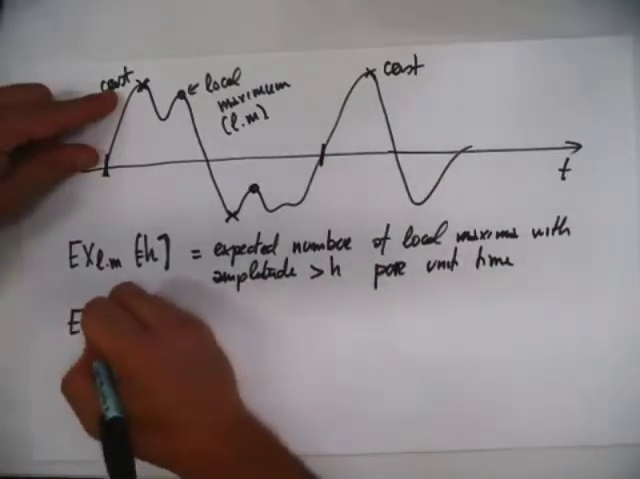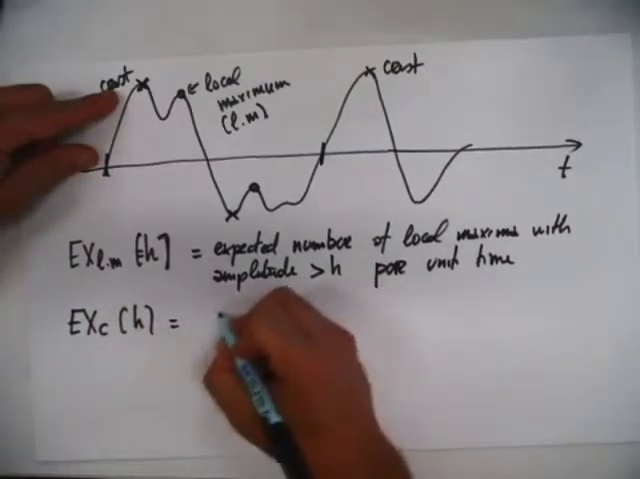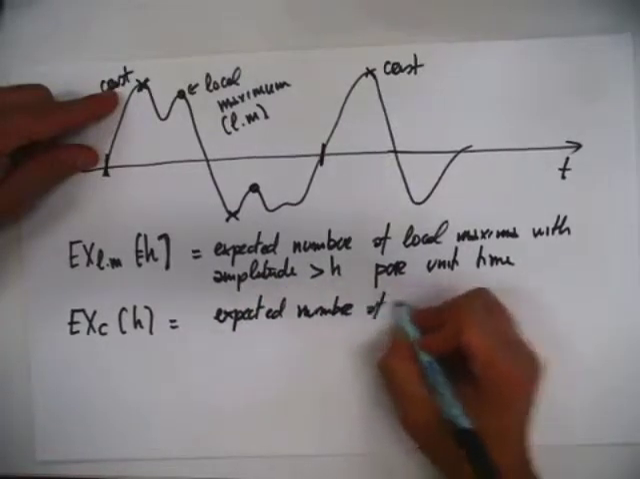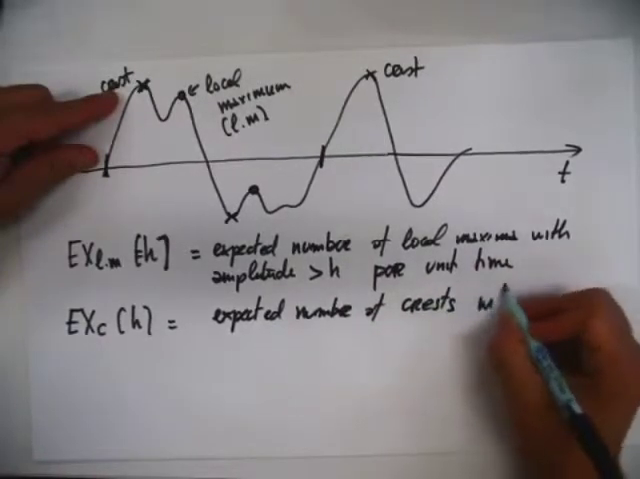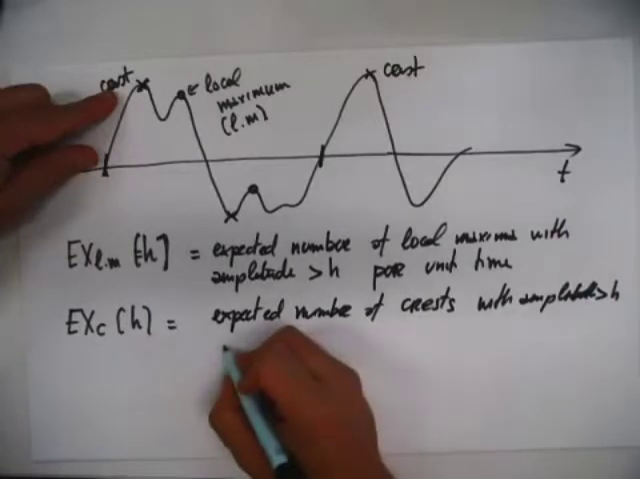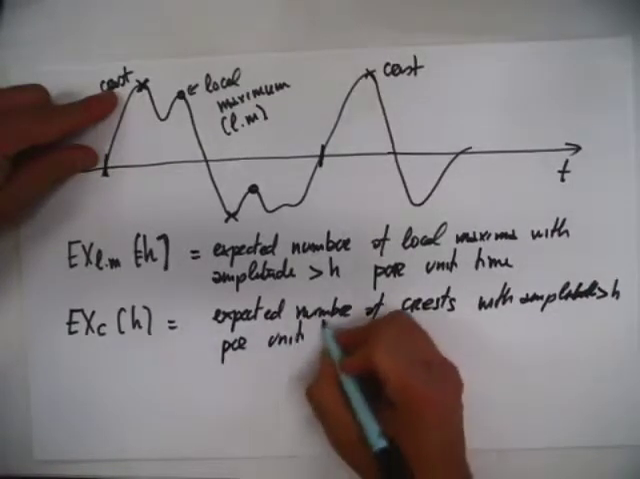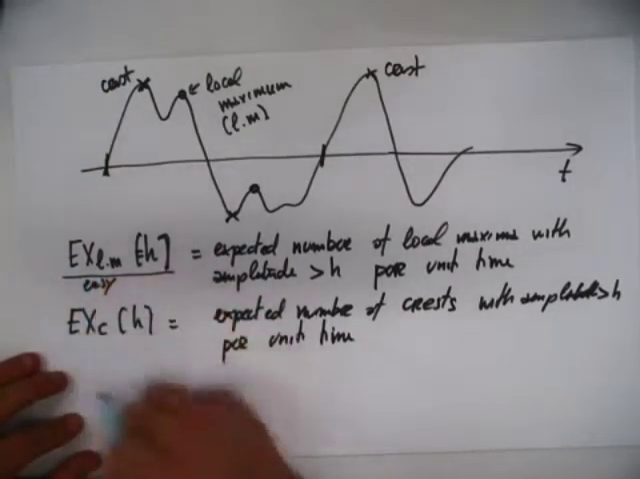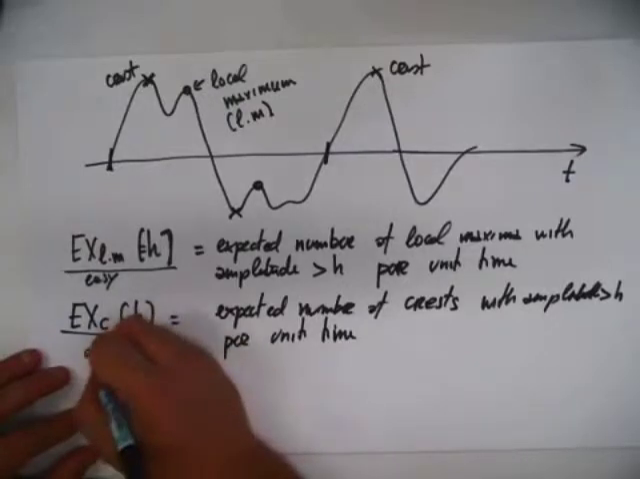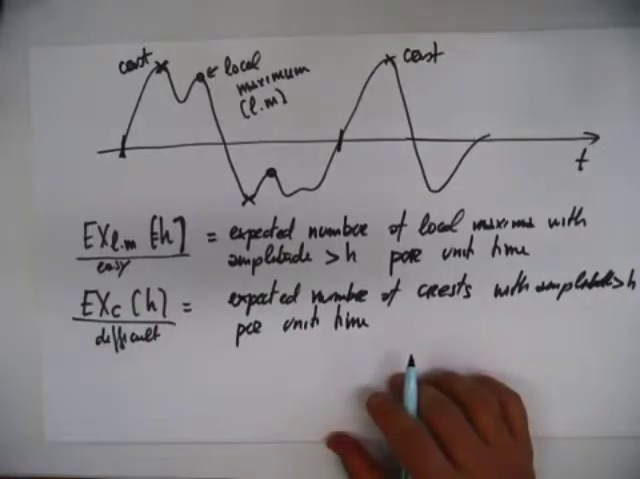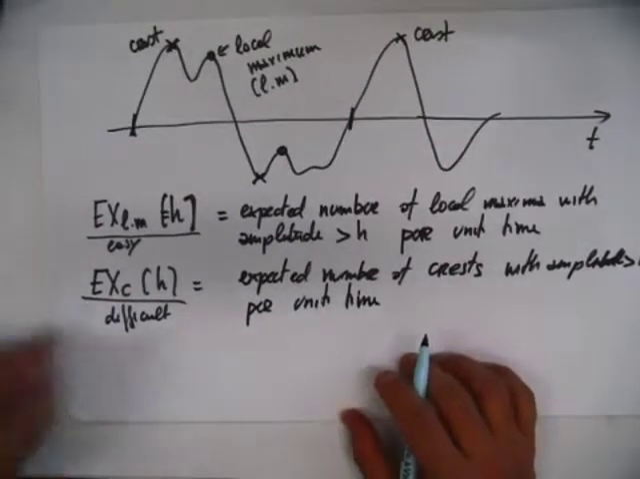And of course, we can also talk about, as I already defined before, the expected number of crests with amplitude greater than h per unit time. Now, this one is easy to compute. This one, difficult. There is no exact analytical solution for this expectation.